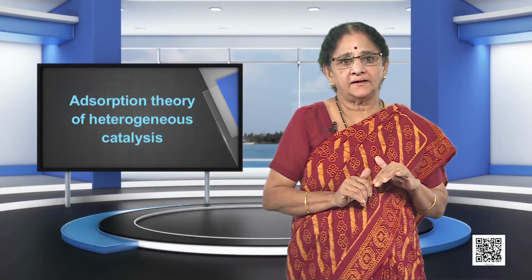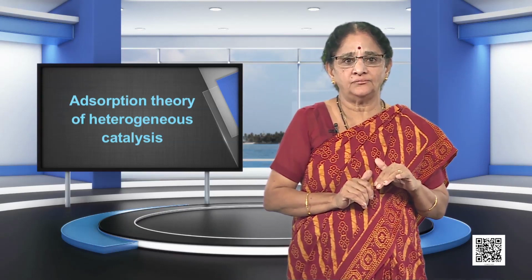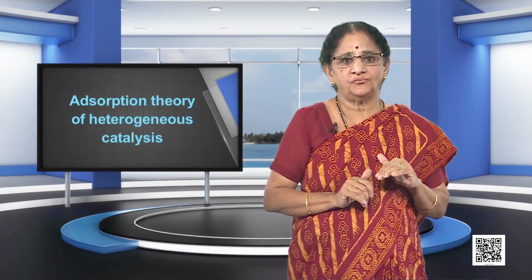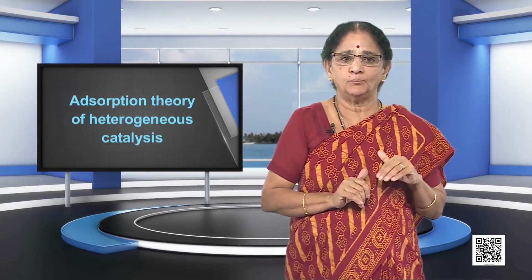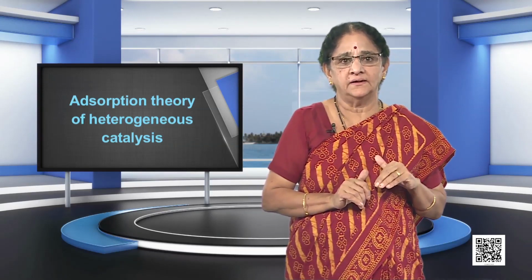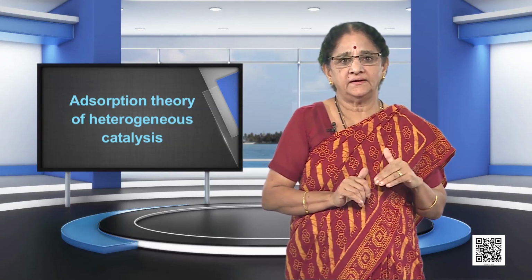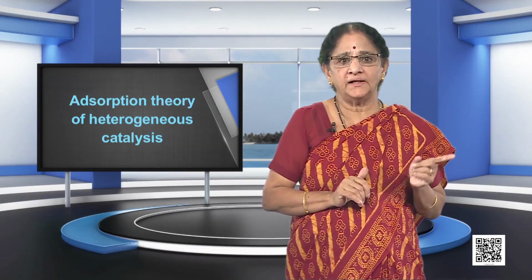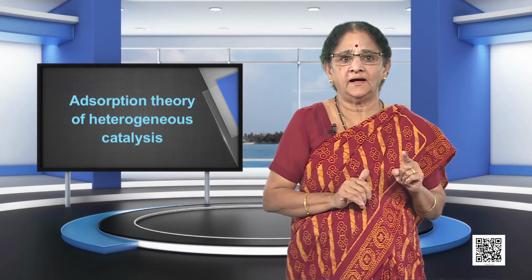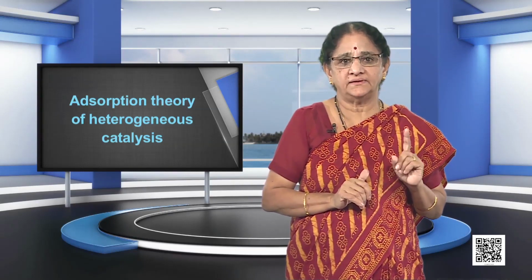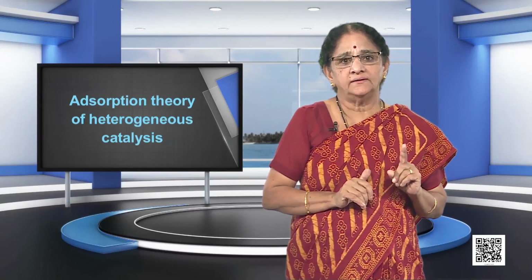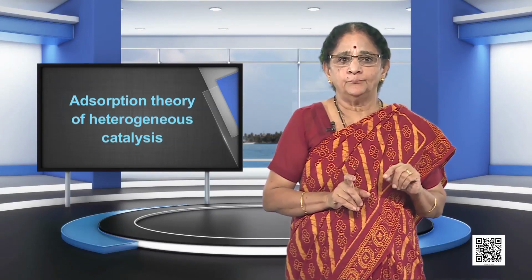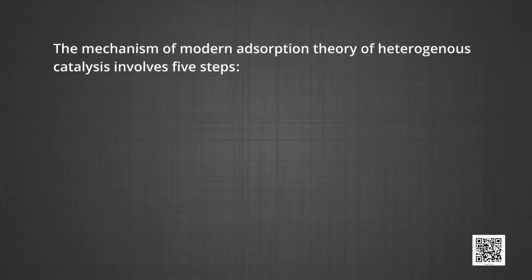Adsorption being an exothermic process, the heat of adsorption is utilized in enhancing the rate of reaction. The catalytic action can be explained in terms of the intermediate compound formation, the theory of which you have already studied in the module on chemical kinetics. The modern adsorption theory is the combination of intermediate compound formation theory and the old adsorption theory. The catalytic activity is localized on the surface of the catalyst. The mechanism involves 5 steps.